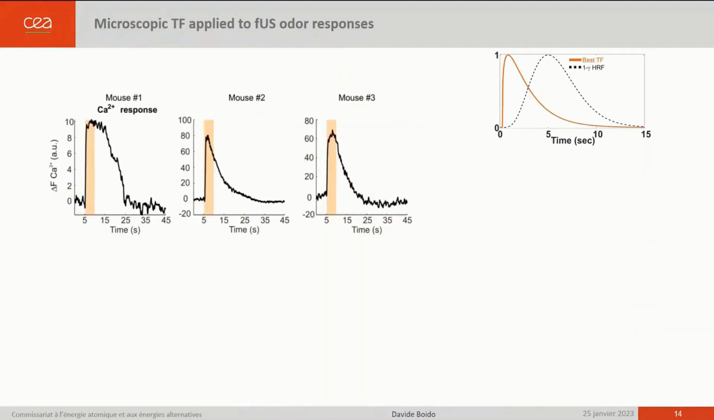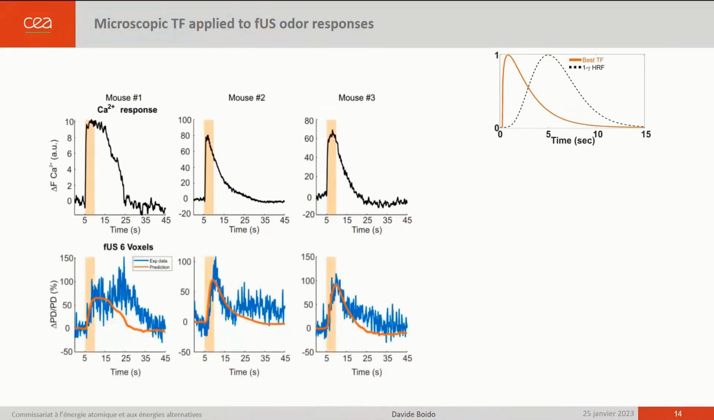So remember that we got co-registered microscopy and functional ultrasound data from the same mice. Here above, the neuronal responses, and below the corresponding power Doppler responses recorded in the 6 voxels ROI containing the most sensitive glomerulus. In red, the prediction made with the HRF that we found with the 2-photon data. In these 3 mice and in all the others that we tested, the prediction was very accurate.